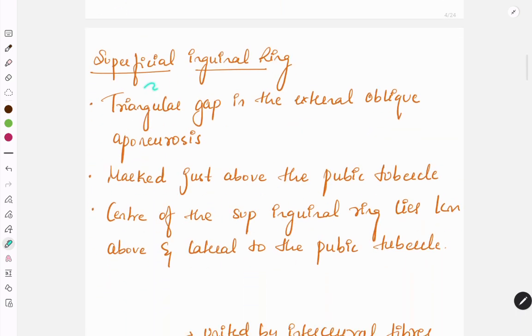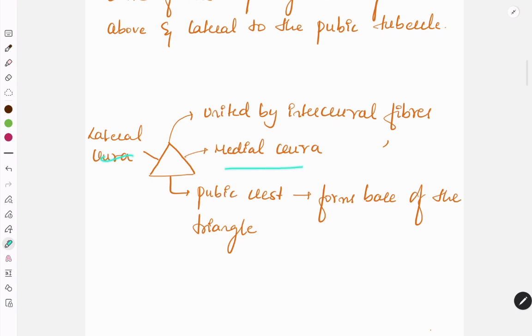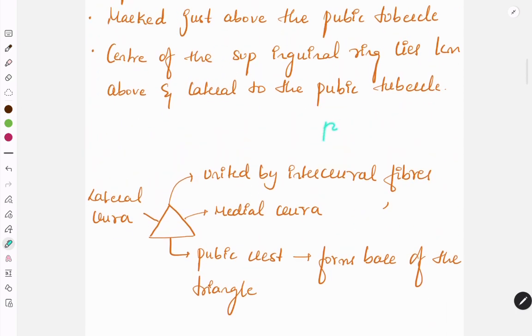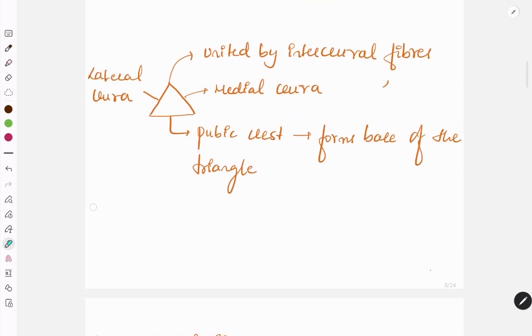Moving on, we learnt about the superficial inguinal ring, that it is triangular. It has two crura, lateral and medial, and the pubic crest. And where is it present? It is present in the external oblique muscle. Okay, and where will you locate it?